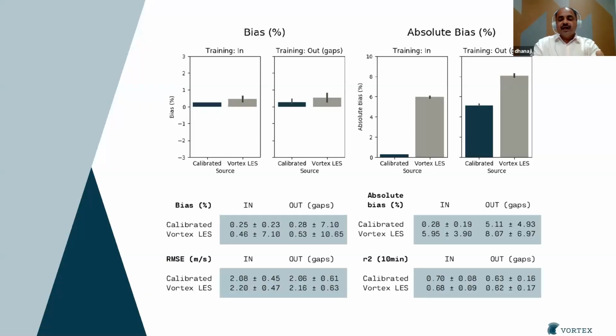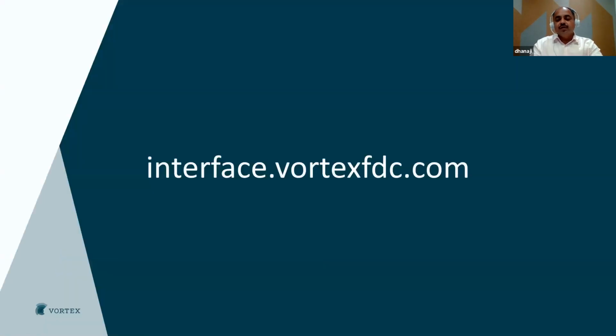We have validated this gap fill tool on 40-plus sites, and you can see we validated on bias, absolute bias, as errors are expected on the positive and negative side, so root mean square error is also important, and then the correlations. For bias percentage, with LES it was 0.53 percent, and for the calibrated output it was 0.28. So the gap fill tool improves the quality of LES. Now let us see this product on our interface.